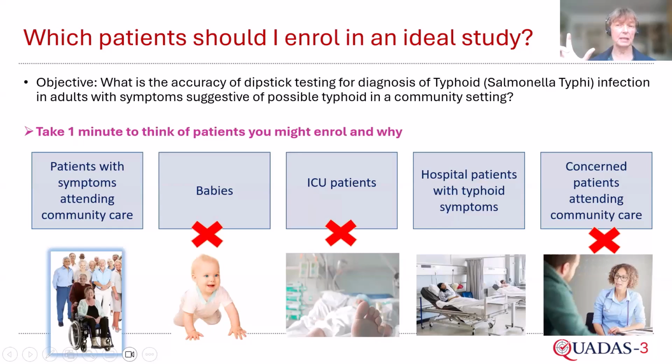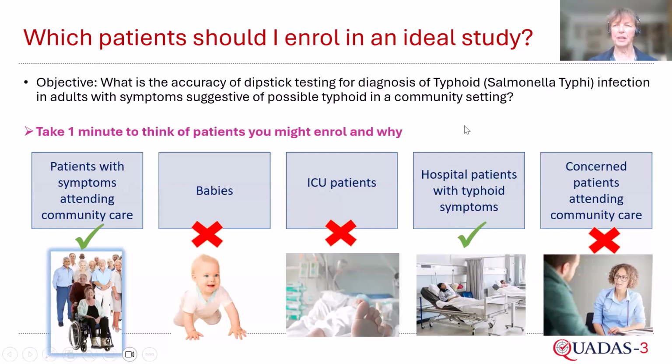So there'll be a particular list of symptoms, and we want to enroll people who've got those symptoms. So it could either be the hospital patients with typhoid symptoms, or it could be patients attending community care. And so in some settings, the hospital setting is where the community care would be for typhoid. So that's why we've got that setting.